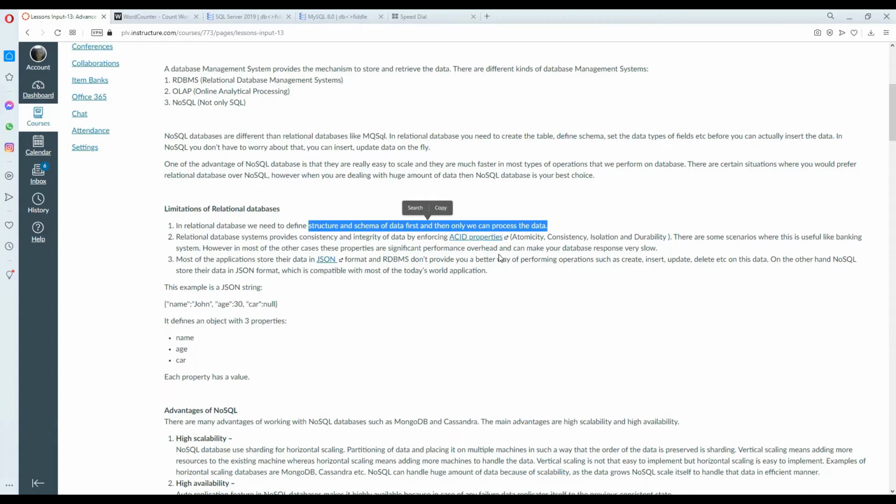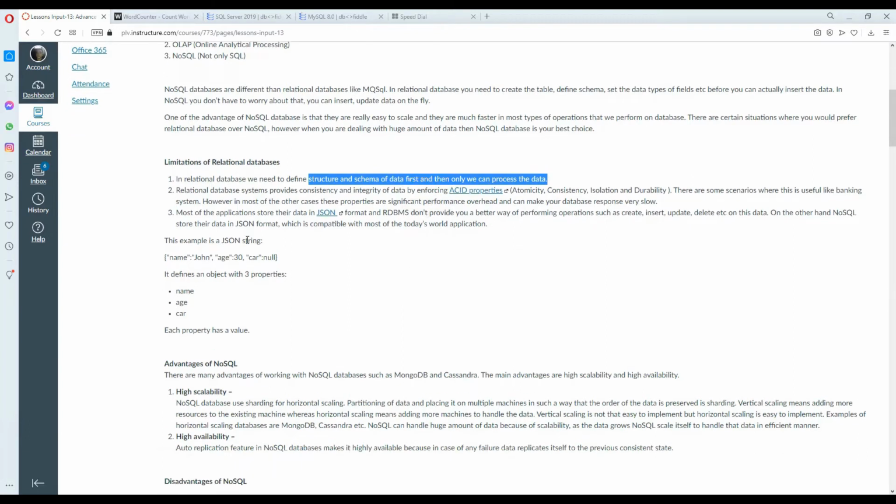And then lastly, most of the applications store their data in JSON format, and relational databases don't provide you a better way of performing operations such as create, insert, update, delete, etc. on this data. On the other hand, NoSQL stores their data in JSON format, which is compatible with most of the world's applications.